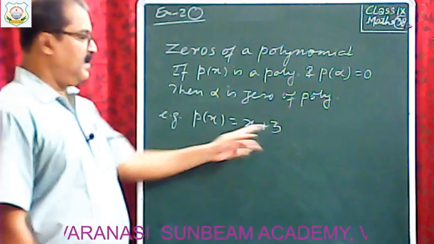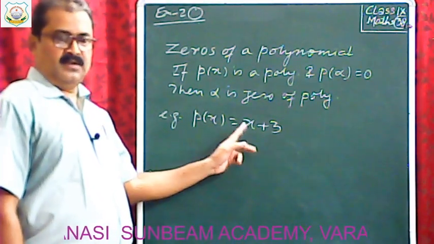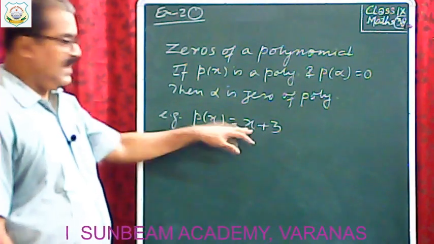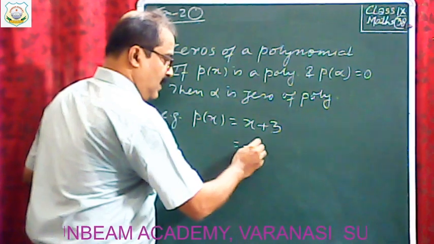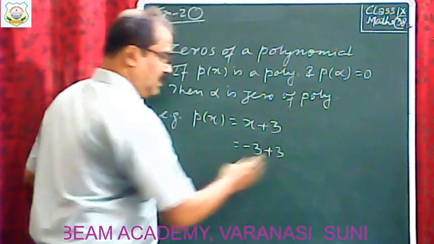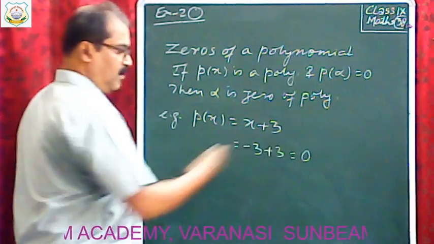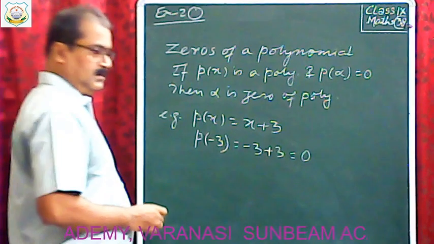Clear? x plus 3. So what you have to substitute in place of x? What value you have to put in place of x, so that you get the polynomial as 0? That is minus 3. If we substitute minus 3 in place of x, then we get the value of this polynomial as 0. So here also you have to write minus 3.